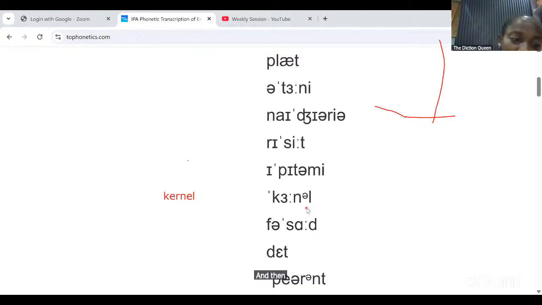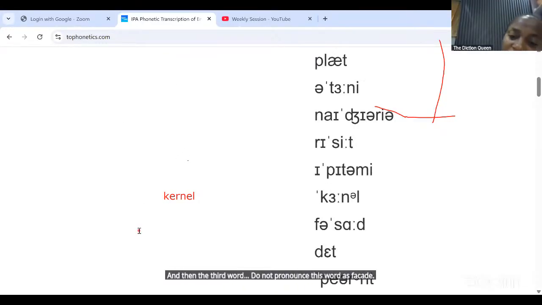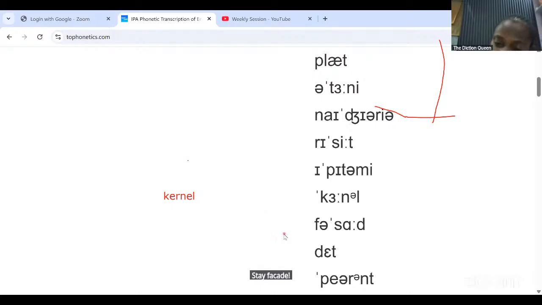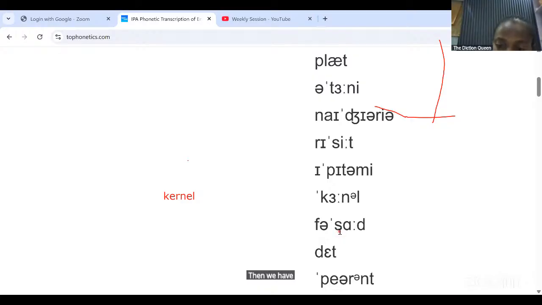And then the third word, do not pronounce this word as facade. Say facade. F-A-C-A-D-E. The first sound is f, and then we have the schwa sound again. So it's not fa, it's f. Watch my mouth. F. Then we have the ah sound, another long vowel, and lastly d. Facade.